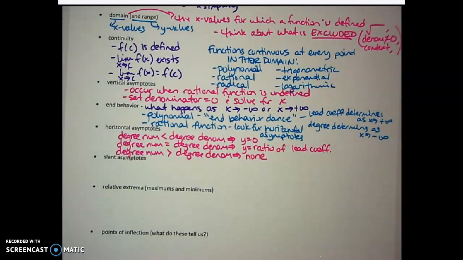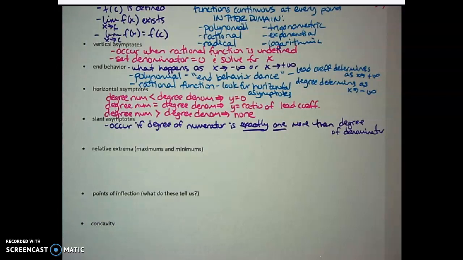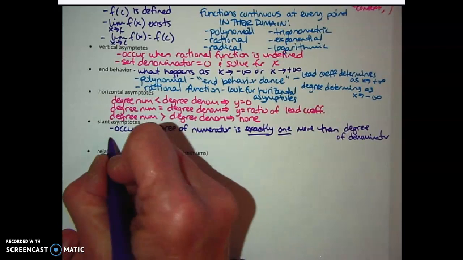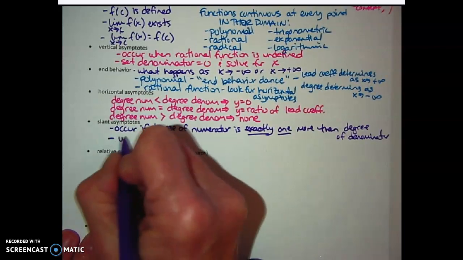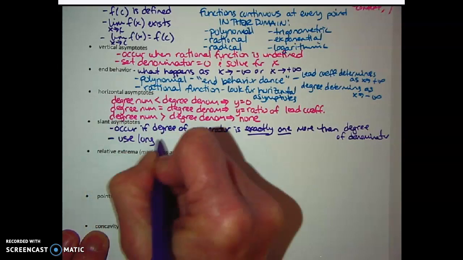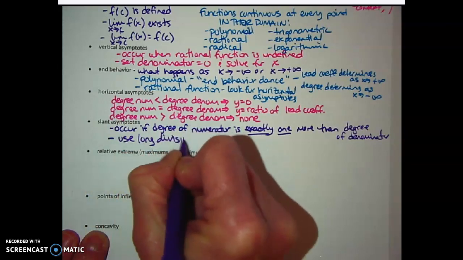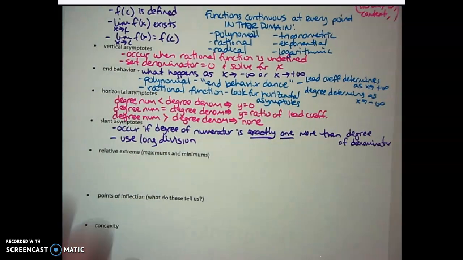How do we find slant asymptotes, and when do they occur? Slant asymptotes occur if the degree of the numerator is exactly 1 more than the degree of the denominator. And the way that you're going to find them is by using long division. When you use long division, you use just the whole number part of the quotient. You ignore any of the remainder.